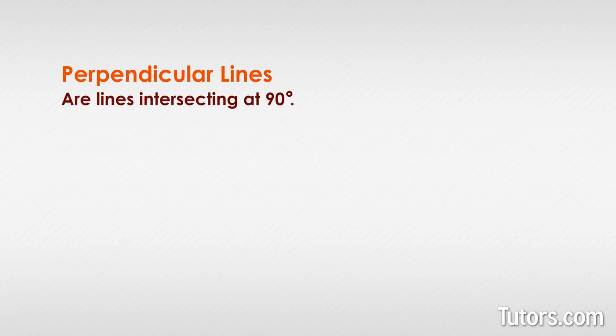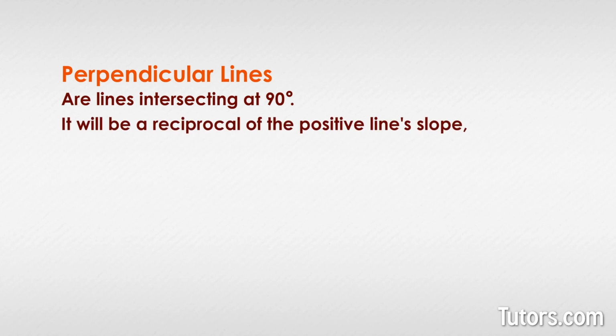Here is the difficult part of finding the slope of the line perpendicular to the positively sloping line. It will be a reciprocal of the positive line's slope, but it will be a negative reciprocal. We have to get the opposite slope, and we also have to make it negative. So it goes downhill if the first line went uphill, or vice versa.